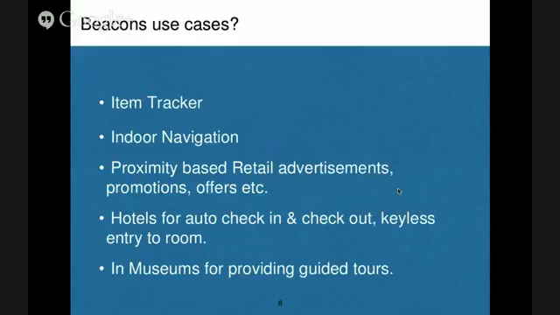These beacons can also be used in hotels for auto check-in and auto checkout. Once a person enters the hotel, a hotel app can detect the person's presence and then automatically check that person in or out. Similarly, if you want access to your hotel room, your phone can act as a beacon. Your phone can transmit as a beacon, and whenever you come into range of your room door, the door can be unlocked.